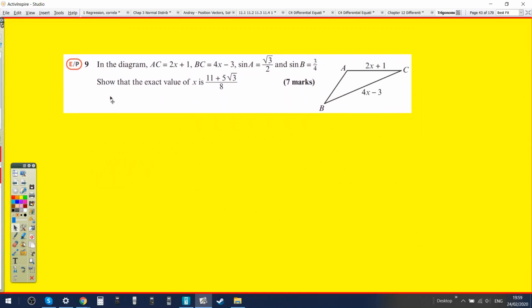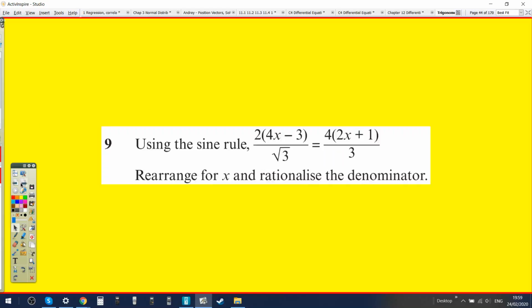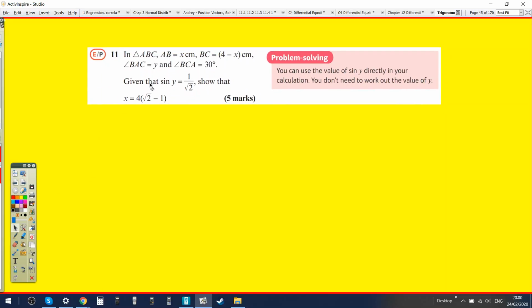Let's see. Diagram. AC is that. BC is that. Sine A is that. Sine B is that. Value of x. So I was just rearranging. Sine A over A equals sine B over B. You just rearrange it using the sine rule. Yeah. Make x the subject.